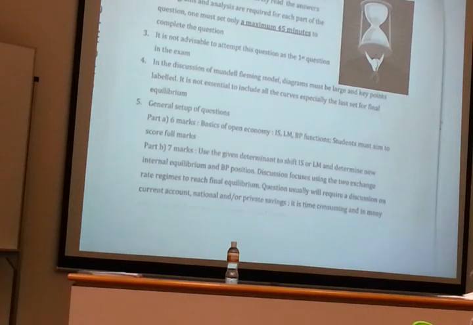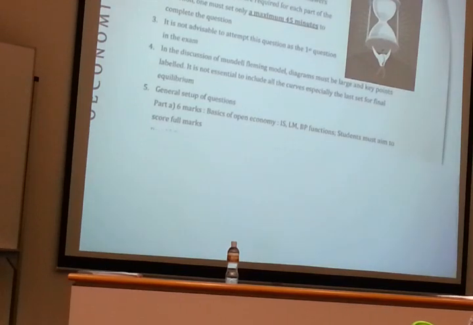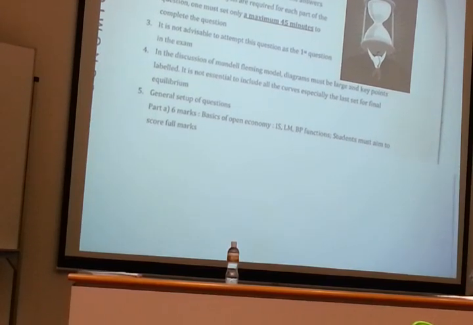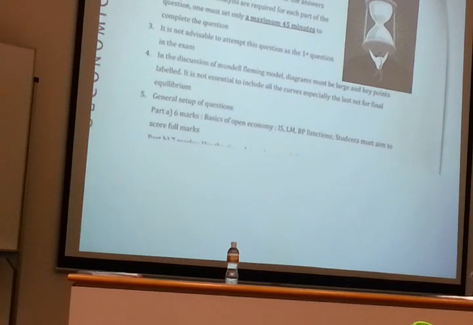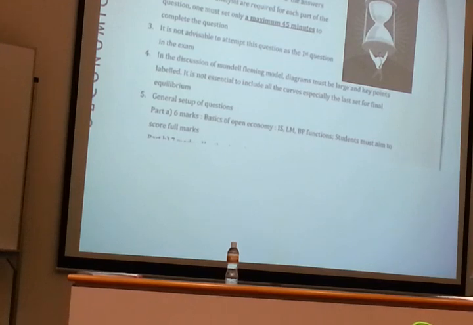Point number 5, this is how questions are structured. Part A, 6 marks. Usually you must derive IS, LM, BP. 2 marks each. You must aim to score full. So you cannot judge based on part A and say, I want to do this topic. You can't. You must judge on part B.